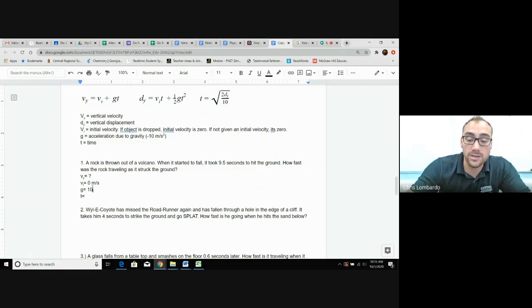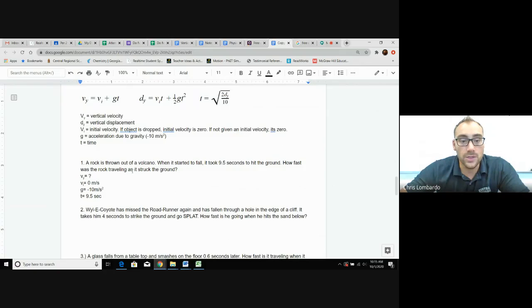Gravity doesn't need to be given because unless you're told you're not on Earth or the gravity is different, it's going to be negative 10 meters per second squared. So control period for the squared. And the time here was 9.5 seconds.